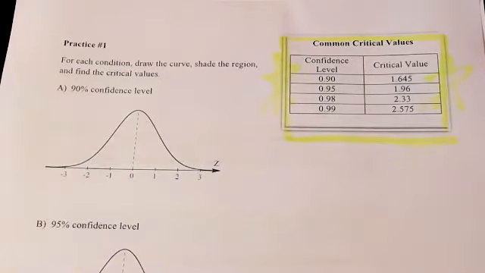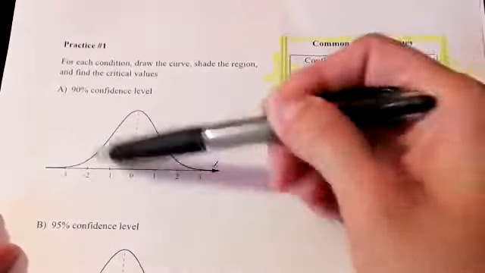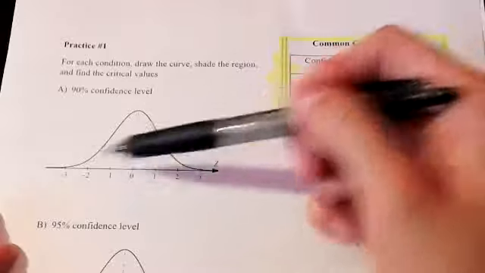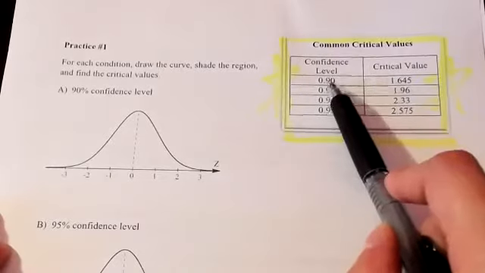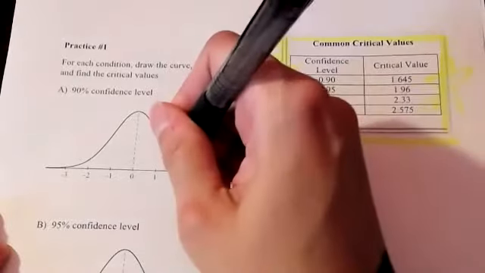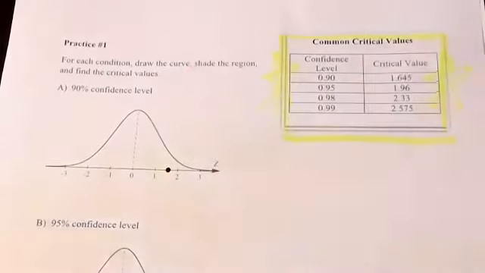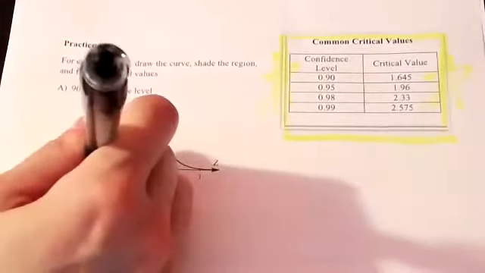Perfect. So we're just going to practice looking at each condition. We already have the curve, check, shade the region, and then find the critical values. When we are referencing the 90% confidence level, we're looking at the middle 90%. Originally we weren't sure how far left or how far right that went. But according to our table, our confidence level of 90% has a critical value of 1.645. So we're going to plot 1.645 here, and we're also going to plot its opposite, which is negative 1.645.